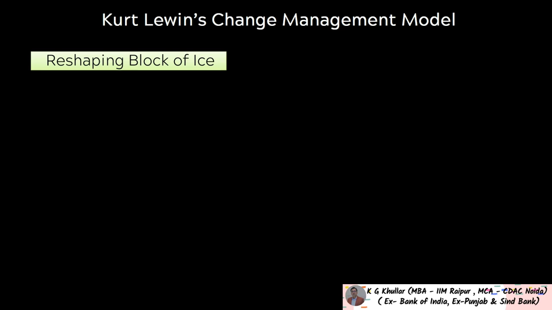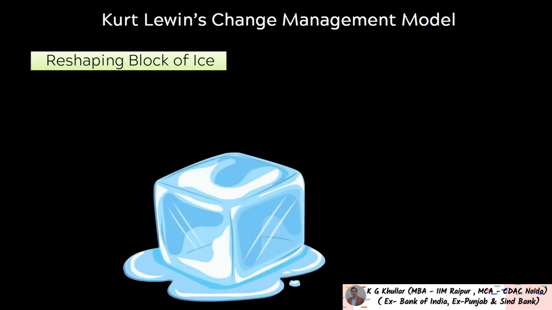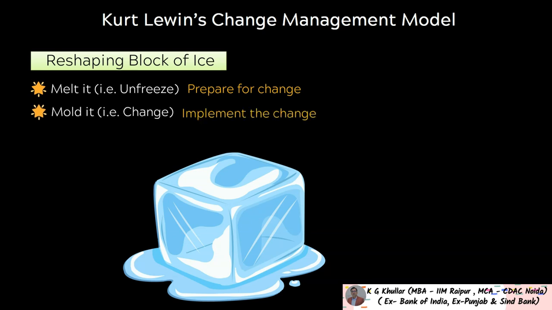Now this model consists of primarily 3 phases which can be understood with the help of the ice block example. So just think of a block of ice. If you want to reshape it, what will you do? First you will melt it, that is unfreeze. And this is the first phase of this model, that is prepare for change. Then next you will mold it, that is change will happen. And this is the second phase of this model, that is implement the change. And lastly you will freeze it again, that is refreeze. And this is the last phase of this model, that is stabilize the new process.